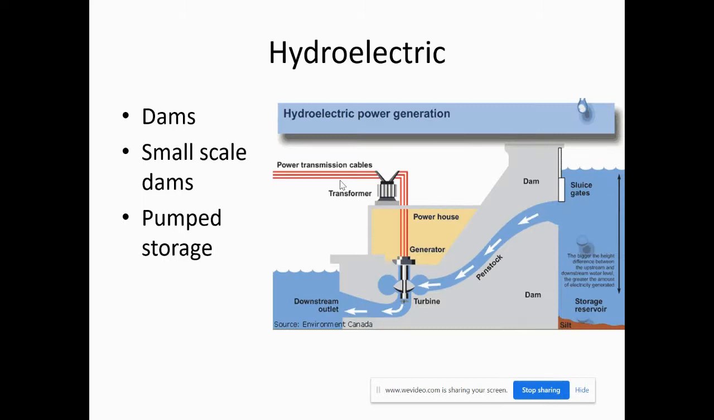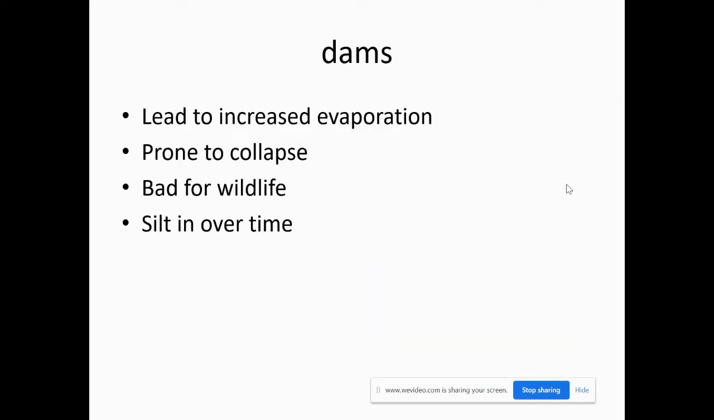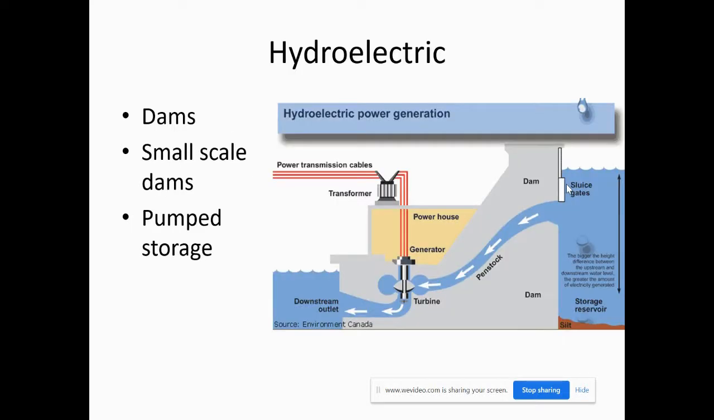Behind the dam, you have increased evaporation because the water moves slower and is heating up in the sun. They have a tendency to collapse and cause bigger problems. They're bad for wildlife because fish can't swim through concrete. Neither can the Yangtze River dolphin that has gone extinct since the construction of the Three Gorges Dam. They're bad for wildlife, and over time, the back of them fills in with silt. Once the silt gets up here, that dam is no longer functional and has to get dismantled.